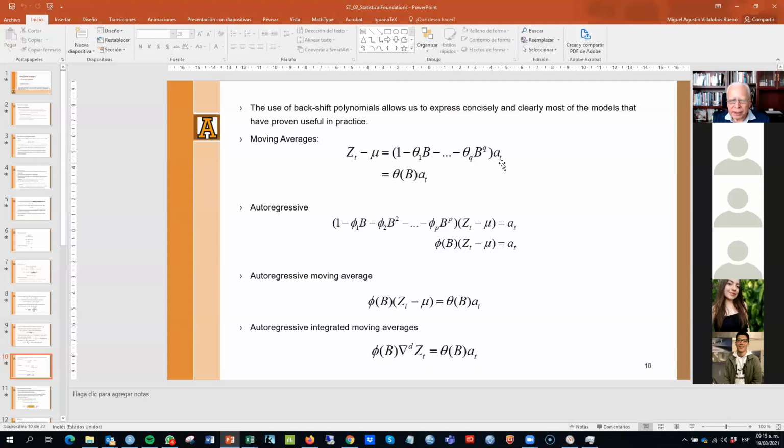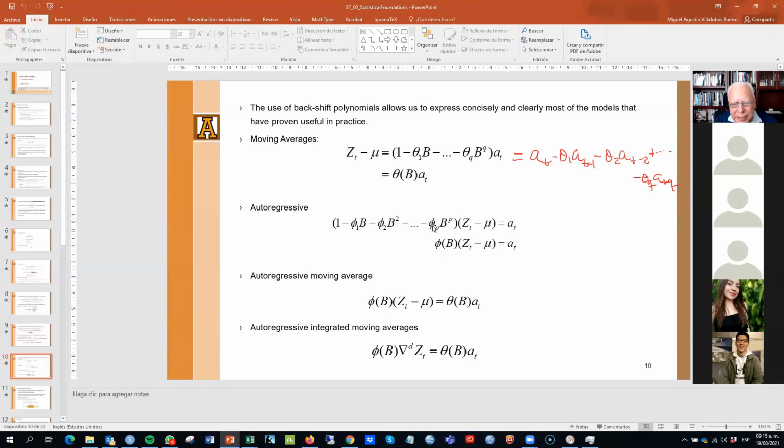applied to a sub t. So what I'm saying here is that Z_t minus mu is going to be equal to a_t minus theta 1 a_(t-1) minus theta 2 a_(t-2), and so on, up to theta q a_(t-q). That's called the moving average model. And the a_t, as we'll see later, we assume that these are white noise.